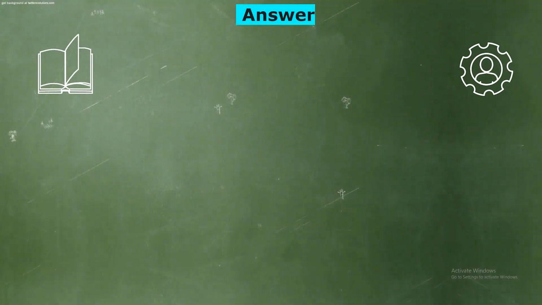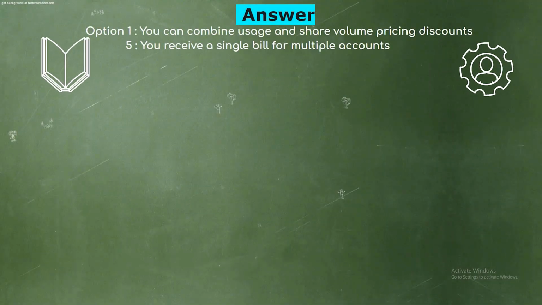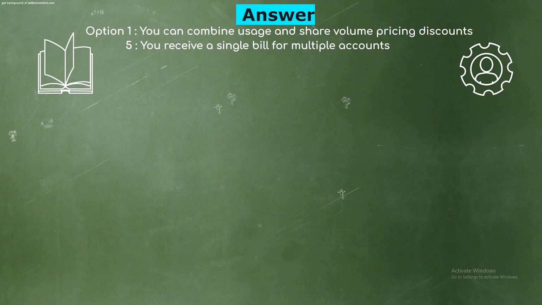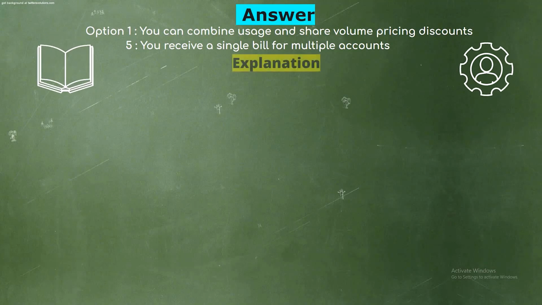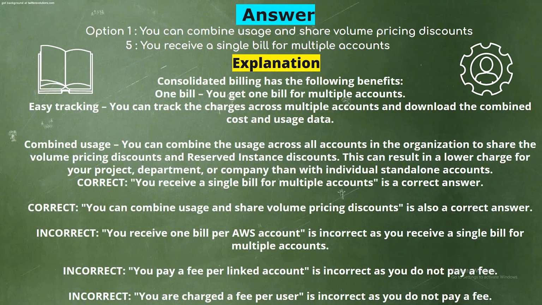And the correct answers are: Option 1. You can combine usage and share volume pricing discounts. And Option 5. You receive a single bill for multiple accounts. Explanation. Consolidated billing has the following benefits: one bill, you get one bill for multiple accounts. Easy tracking, you can track the charges across multiple accounts and download the combined cost and usage data. Combined usage, you can combine the usage across all accounts in the organization to share the volume pricing discounts and reserved instance discounts.